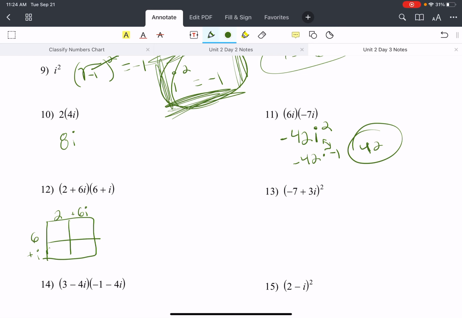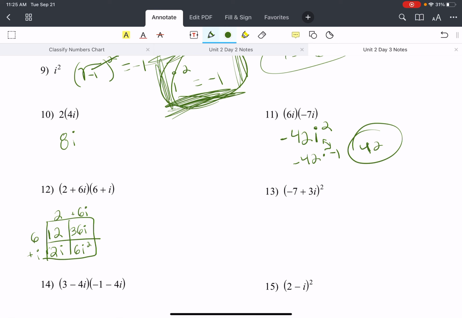So 6 times 2 is 12. Then 6 times 6i is 36i. 2 times i is 2i. And 6i times i is 6i squared. So again, the first step is always to do it just like we did last unit. Pretend the i is like an x. It's not until the very last step that we deal with i squared equaling negative 1.